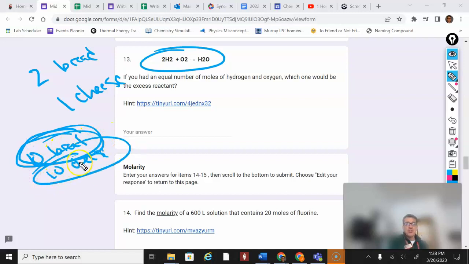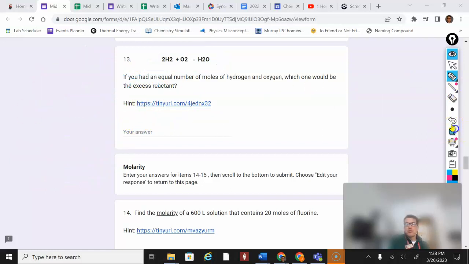The 10 slices of cheese would allow me to make 10 sandwiches, but I'm going to have already run out of bread by the time I get to the 6th piece of cheese. So again, bread is my limiting reactant. What am I going to be left over with? In my bread and cheese example, the cheese is what would be left over.